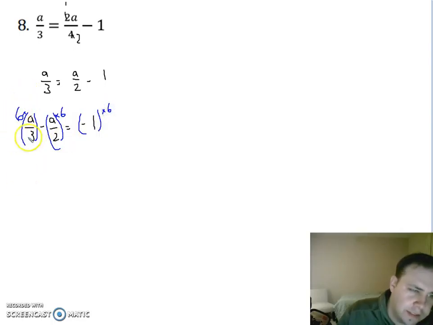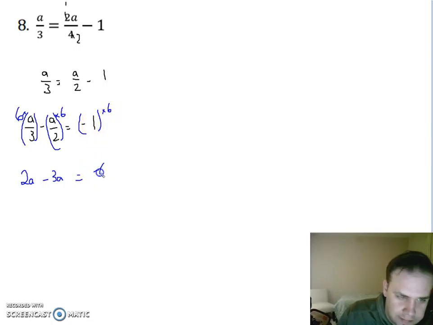Okay, 6 divided by 3 is 2, so therefore this is 2a. 6 divided by 2 is 3. Do not forget about that negative. This is negative 3a. And we have negative 6. So we have negative a equals negative 6 if we combine those terms. So that means positive a equals positive 6.